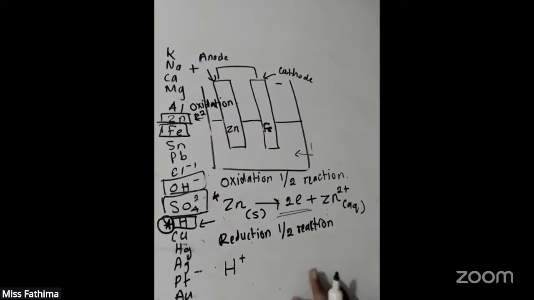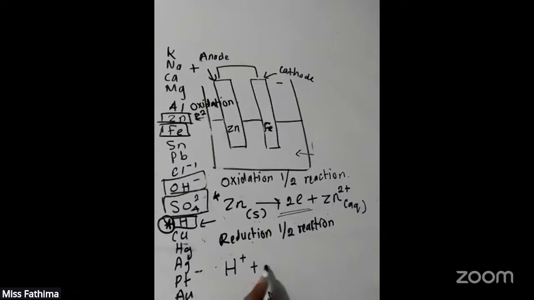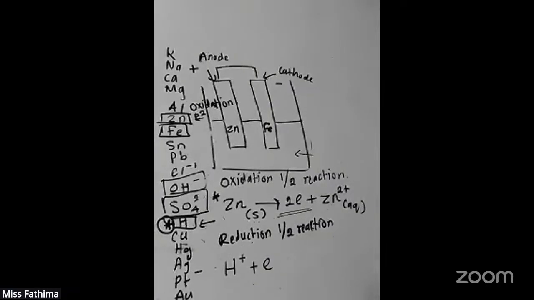To make that stable, you are going to add an electron. If you add an electron, they will form H2. They will form H2 gas. H2 is a gas. You don't find H2 in other media. They are gas. Understood, children? Understood the reduction half reaction.